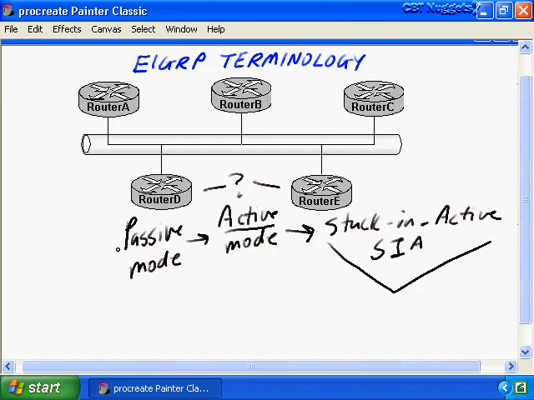But again, three modes. The most common mode is the passive mode. Then for a brief period of time a router will be in the active mode, and then of course you've got the stuck in active mode. And again, this will show up in your tables as to what mode you're in, depending on what command you issue at the IOS console.